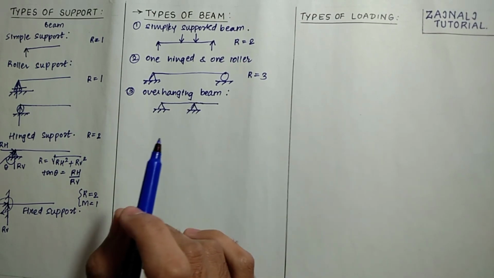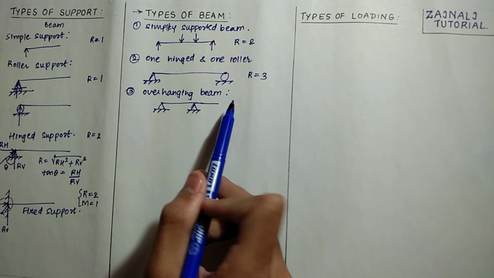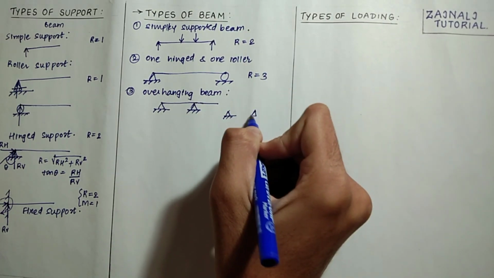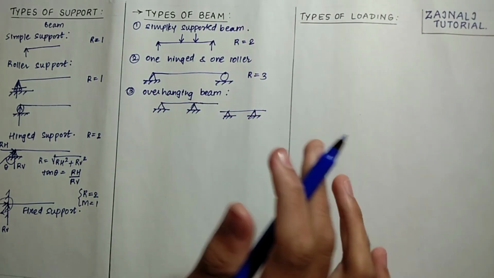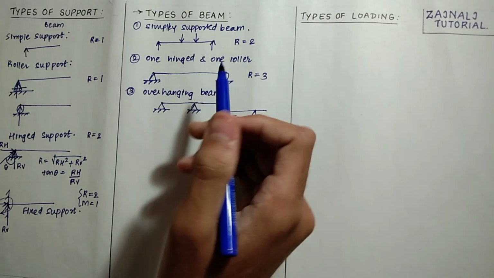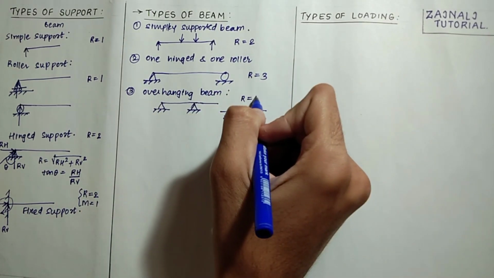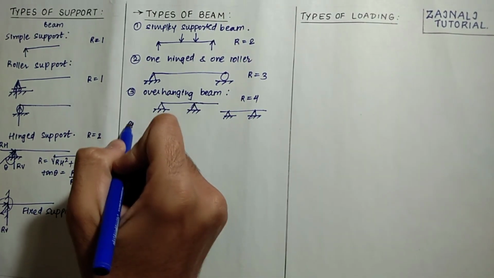It is not necessary that the entire beam would be on one side. It is also possible that the beam may be resting like this. Such a beam is also regarded as an overhanging beam. In this, there are two reactions for each hinge support and the total number of reactions is equal to 4. Now, another type of beam is the cantilever beam.